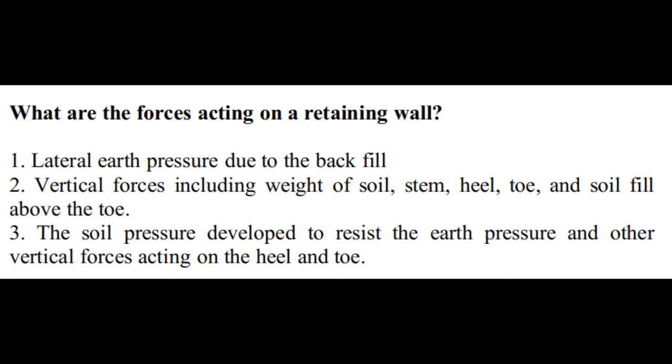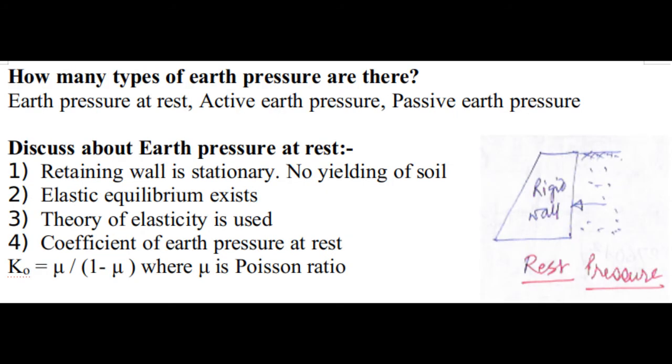Next is, how many types of earth pressure are there? There are 3 types of earth pressure. Number 1, earth pressure at rest. Number 2, active earth pressure. Number 3, passive earth pressure. So this is one question, maybe it can be asked for 2 marks.